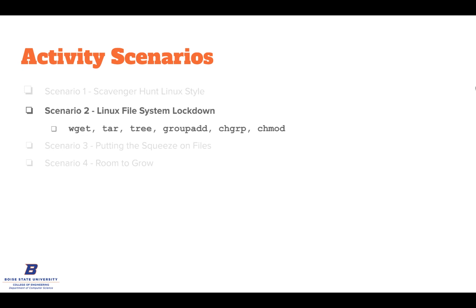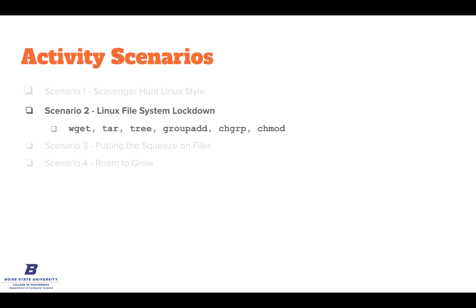After you have a chance to explore the tree command, you'll use the groupadd and chgrp commands to manage groups. You're going to first create a developers group on your computer, and you're going to change ownership of given files to that developers group so that the developers group has access to all those files. Then you'll change individual file permissions for that group as well using the chmod command.